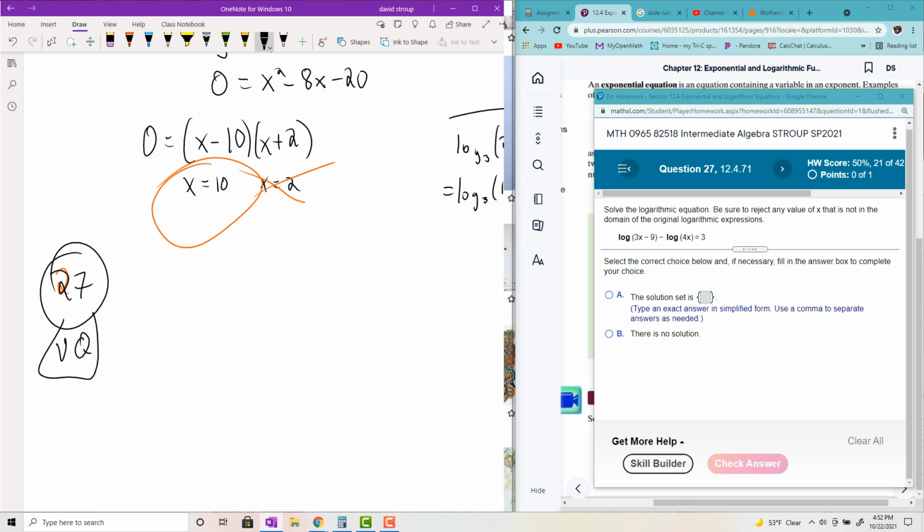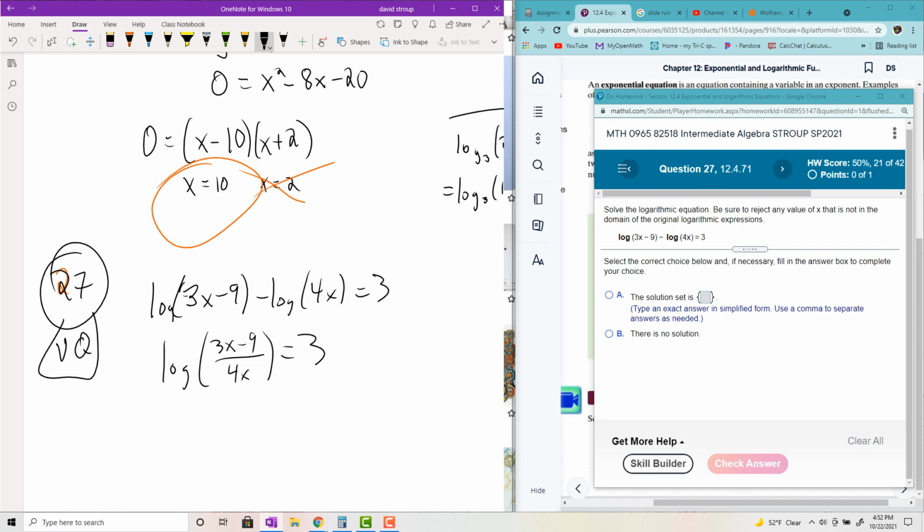All right, so what do we have? Log of 3x minus 9 minus log of 4x equals 3. Quotient rule. And then definition of logs. This is a common log, so it was really base 10. You get 10 cubed, which is 1,000, equals 3x minus 9 over 4x.